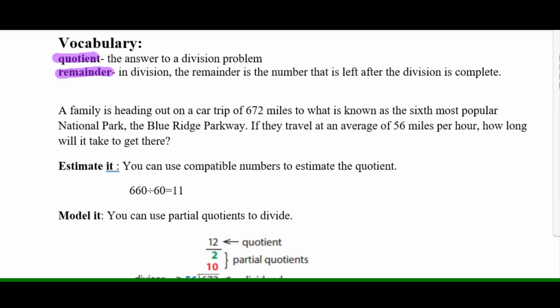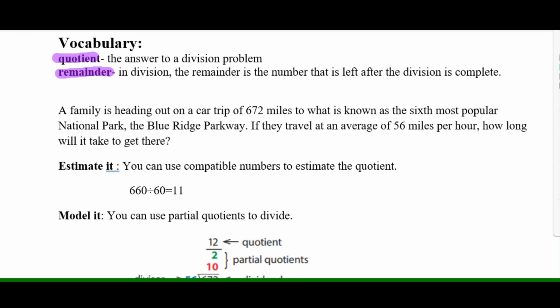So if you think about it, for this question, we're taking out groups of 56. Every time we drive 56 miles, we complete 1 hour of the drive. So we have to start with the total number of miles for the trip, which is 672 miles. And then we have to divide it evenly into groups of 56. And however many groups we have of 56 miles, that's going to represent 1 hour. So our answer is going to be in hours.